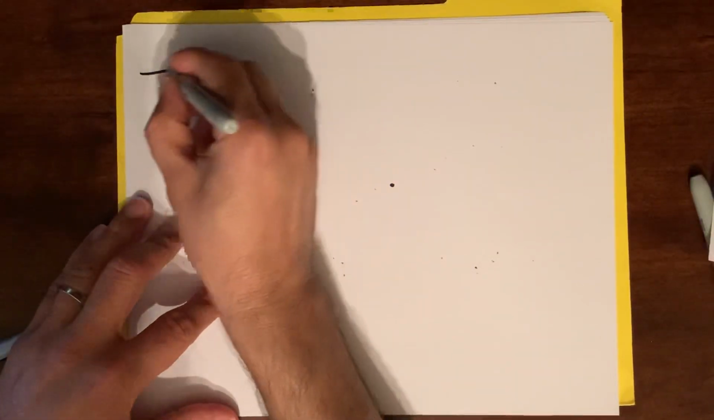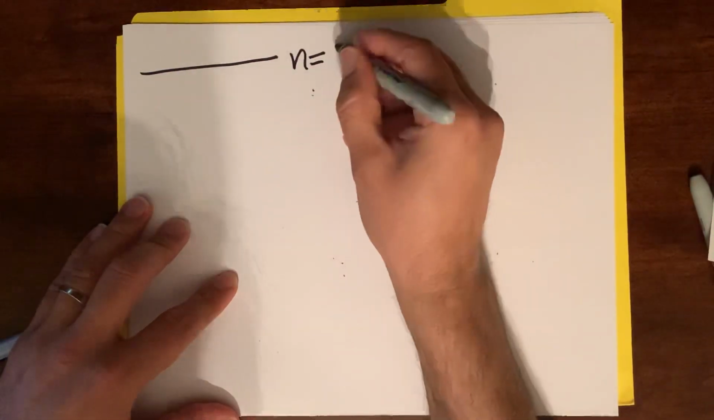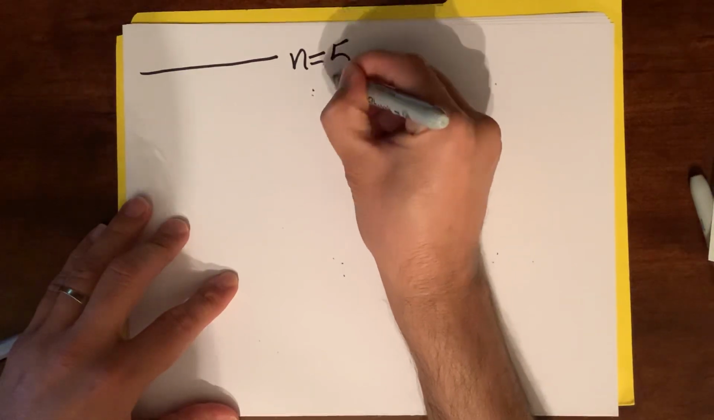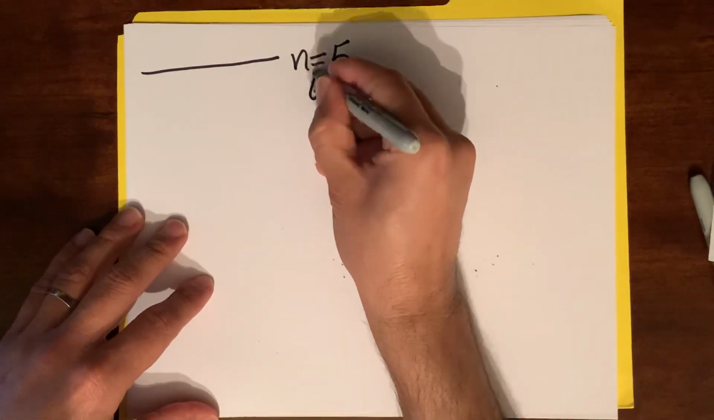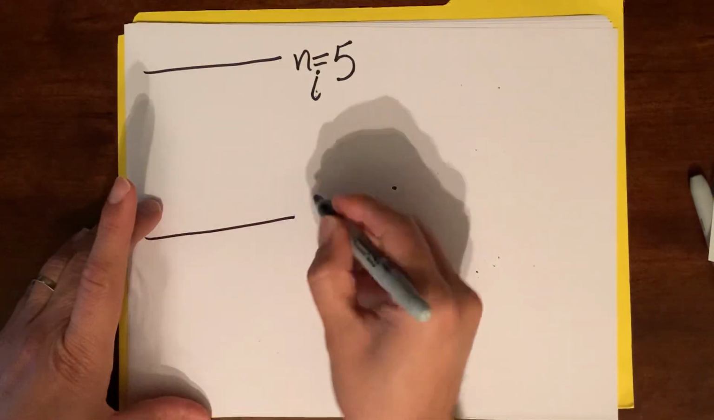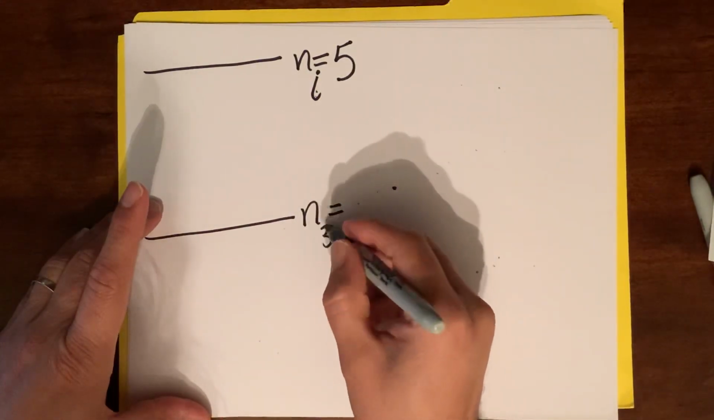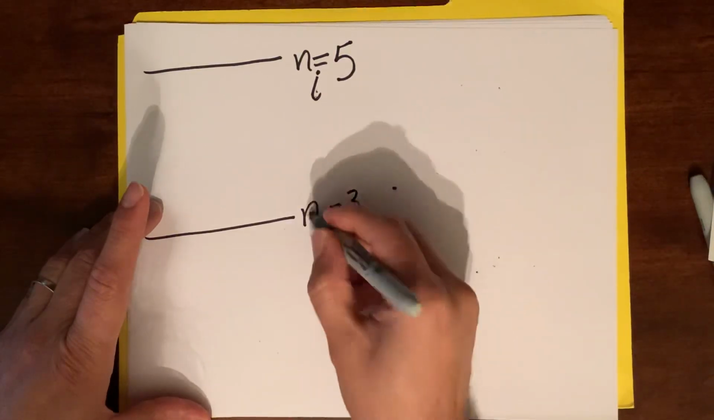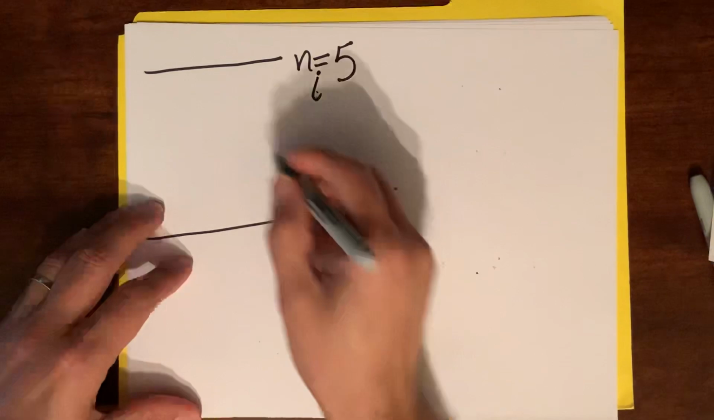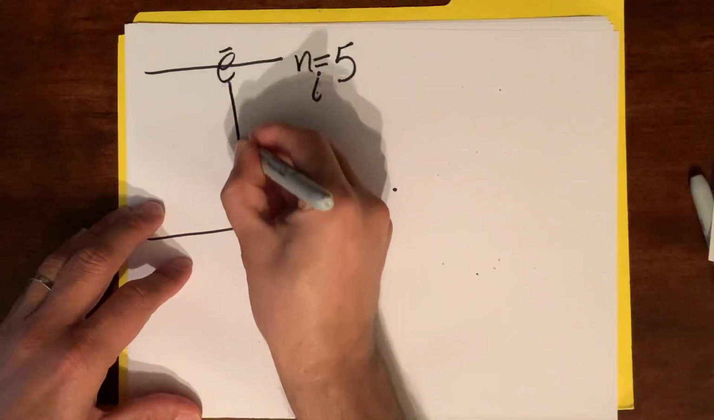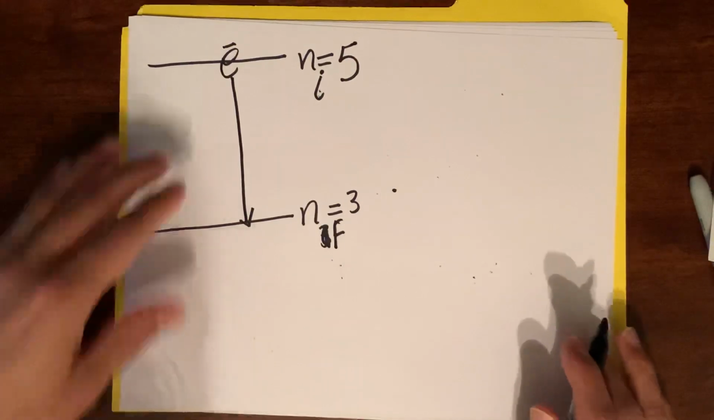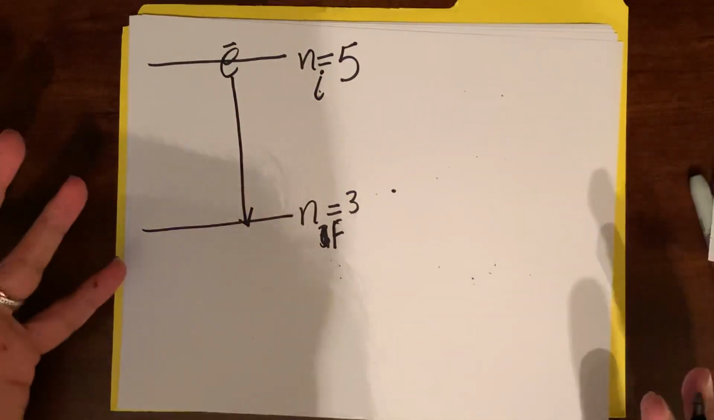Next, what if the electron is going down from a higher level to a lower level? n equal to 5 is going to be the initial point. And I'm going to send the electron to n equal to 3. And this is going to be the final point. So here is our electron. The electron is going down. When the electron is going down, it has to give up some energy.